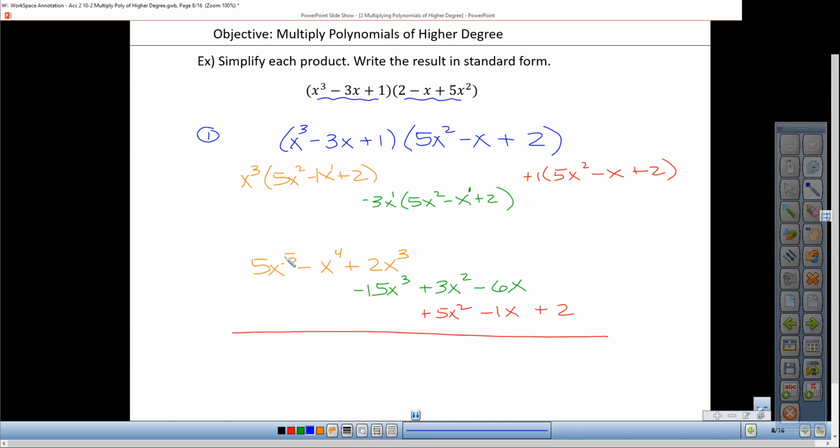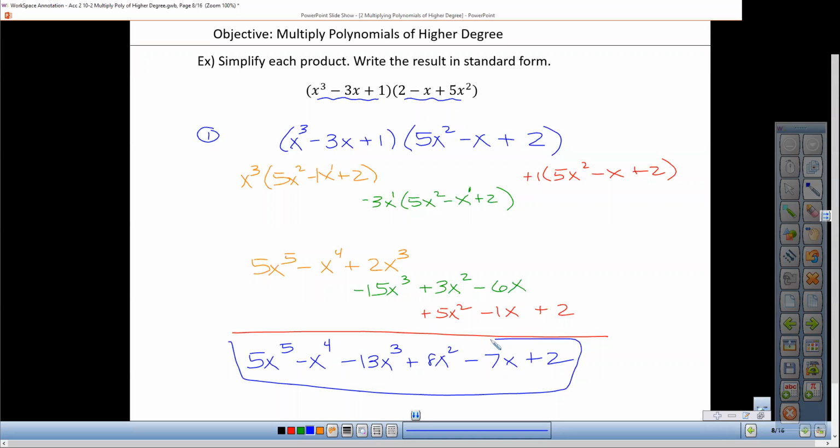So now I've got everything all nicely lined up with our like terms, so I just combine those like terms straight down, and I'll end up with my final answer, and it will be in standard form. So here 2 and negative 15 gives me negative 13x cubed. 3 plus 5 gives me plus 8x squared. Negative 6 plus negative 1 gives me a negative 7x plus 2. And so we got it all done. And notice I had 9 terms here before I combined my like terms. 3 plus 3 plus 3.